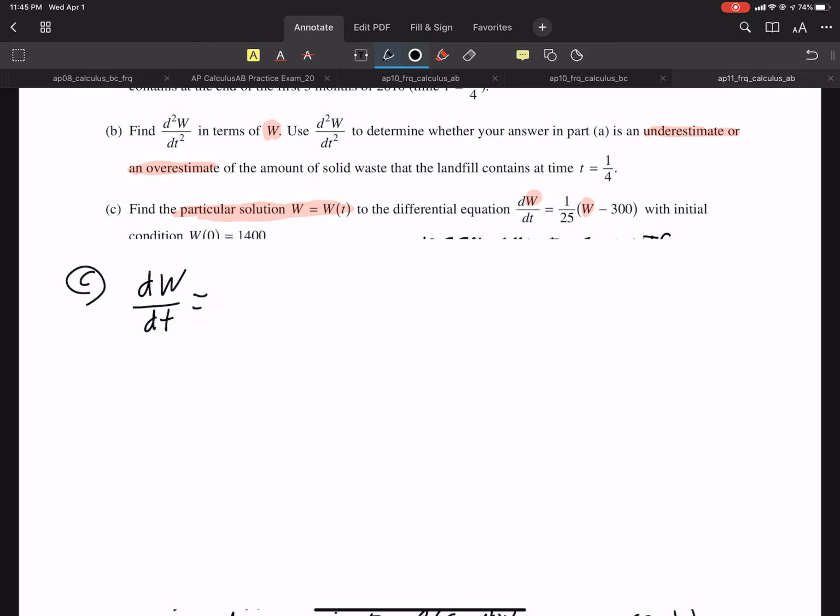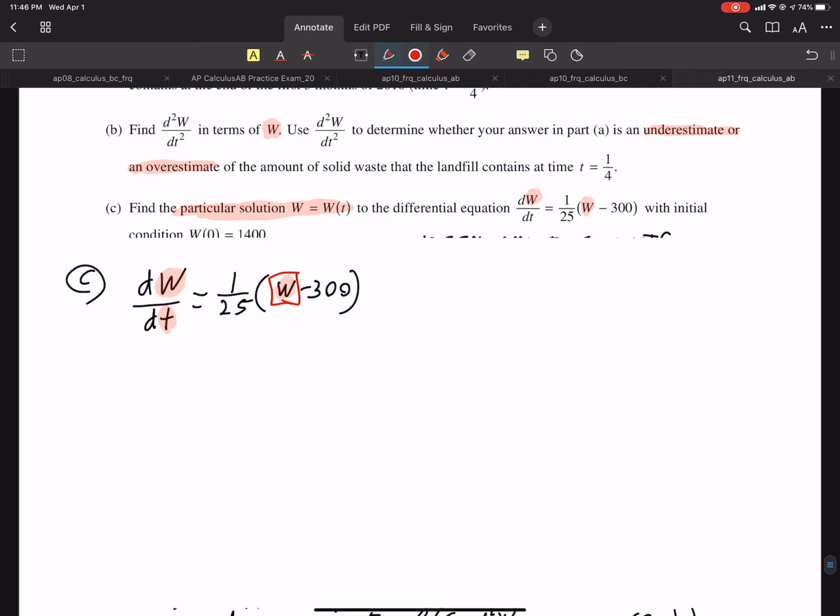So normally, to find a function, if you start with the derivative, you would take the antiderivative. But here's the problem. W is our function, t is our variable. That is a function, not my variable. So whenever that happens, I can't just take the antiderivative when I have a function involved. So I need to do separation of variables.